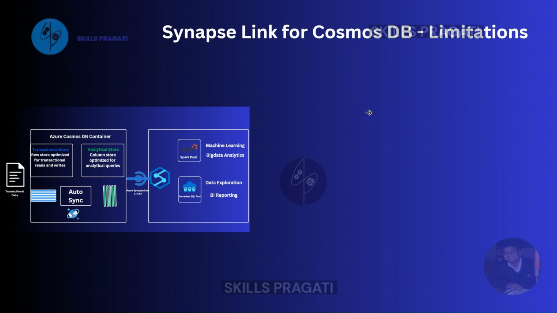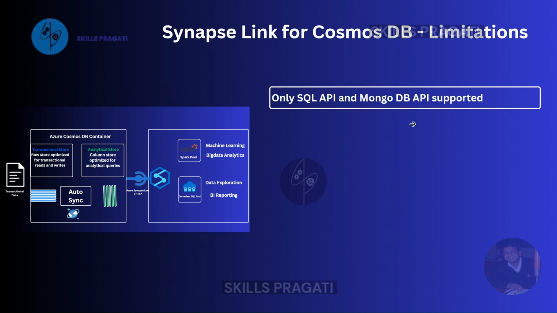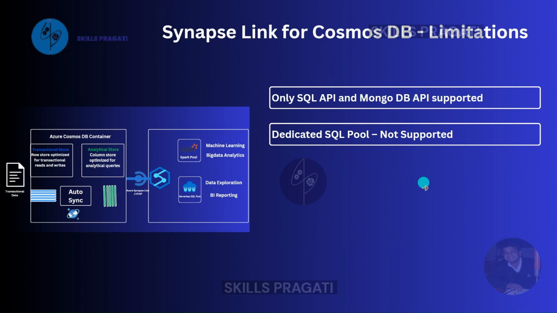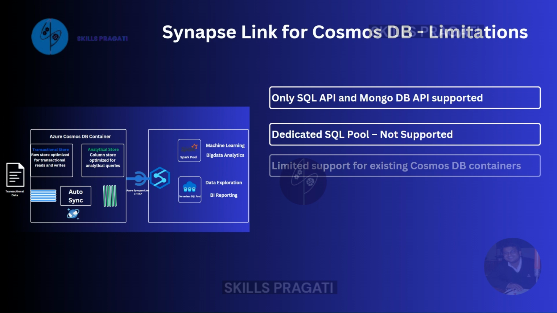Synapse Link for Cosmos DB is only supported for SQL API and MongoDB API. It's not available for Gremlin API, Cassandra API, and Table API. Accessing the Cosmos DB analytical store using the Azure Synapse dedicated SQL pool is currently not supported. You can only use Spark pool or the serverless SQL pool. Enabling Synapse Link on existing Cosmos DB containers is only supported for SQL API accounts. Synapse Link can be enabled, as we said, on new containers for both SQL API and MongoDB API accounts.